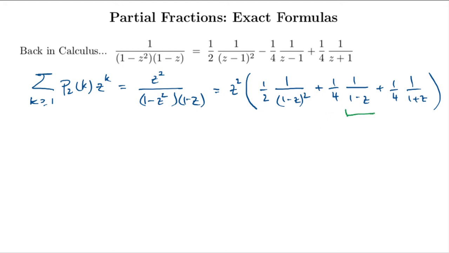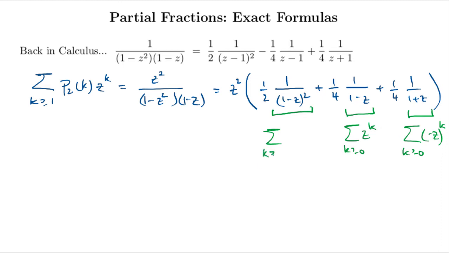Each of these terms I will interpret as a geometric series. So here's a geometric series on the nose. Back here, what I see is a geometric series in the variable negative z. And up front, if you think about this for a moment, you see the derivative of a geometric series. So if I differentiate the geometric series, I get a k times z to the k minus 1.